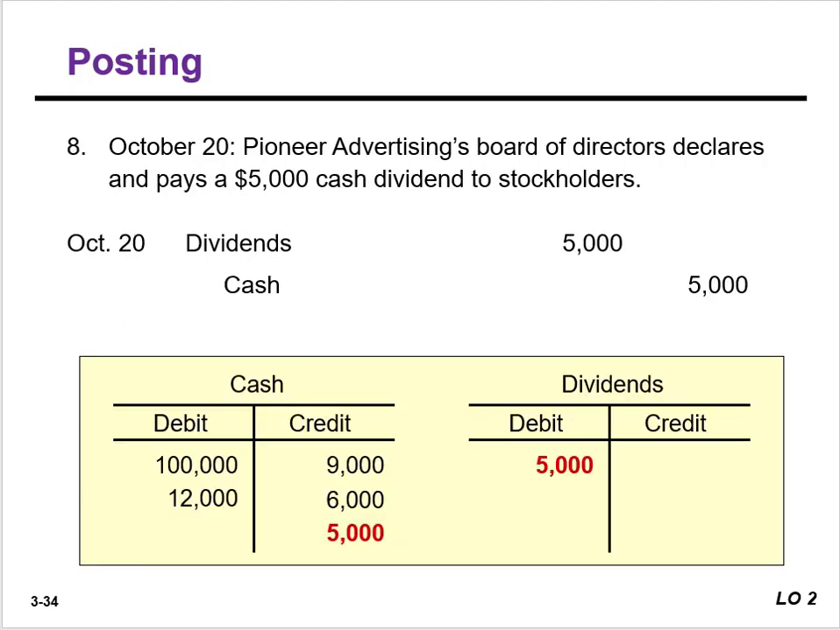October 20th, Pioneer Advertising Board of Directors declares and pays a $5,000 cash dividend to stockholders. That's a debit to dividends and a credit to cash in the T accounts below. Illustrated: $5,000 credit to cash, $5,000 debit to dividends.